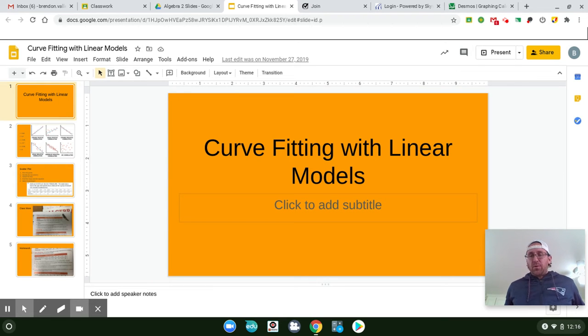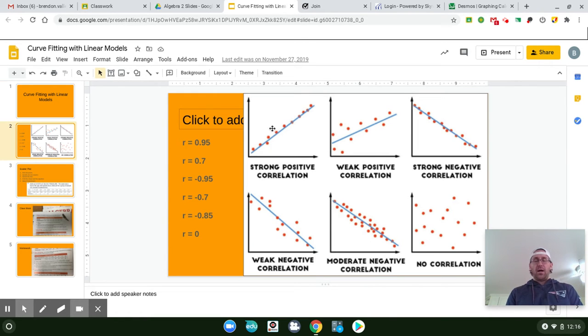Okay, curve fitting with linear models. It's basically scatter plots. You've probably done this before. So if you have a bunch of points, you try to make a line of best fit. We'll talk about that in a second. Now, if all these points are really grouped together nice and neat, that means they have a strong correlation.